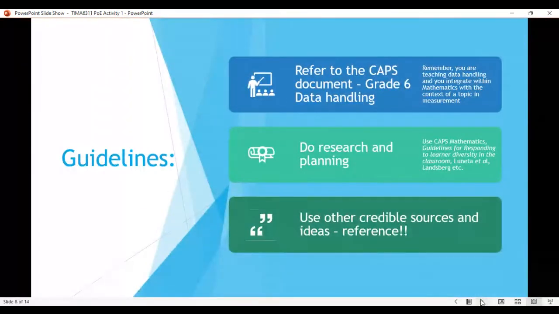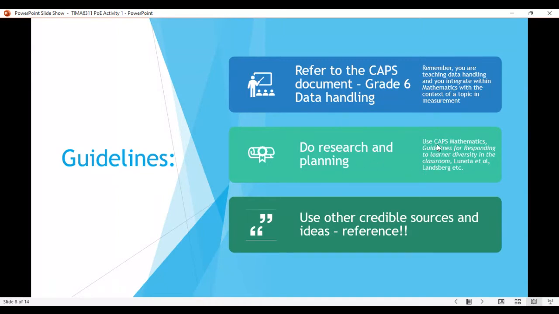Guidelines. Refer to the CAPS document. Remember, you are teaching data handling and you integrate within mathematics with the context of a topic in measurement. So that's already your first integration for your lesson. Use the CAPS document and reference the CAPS document everywhere where you use it. Do some research and planning.